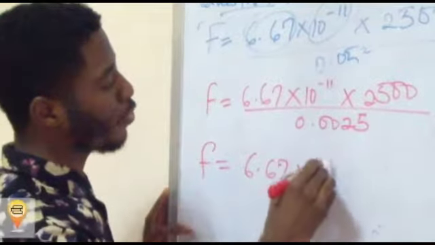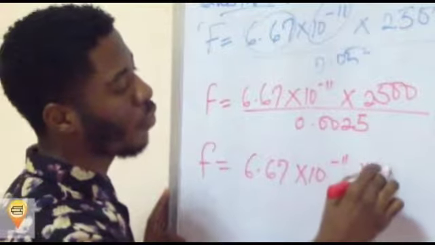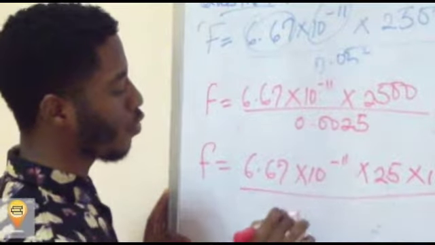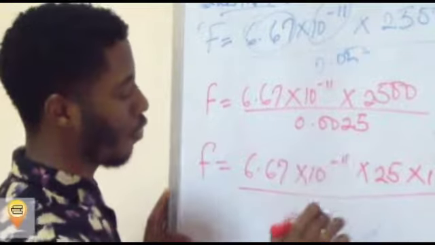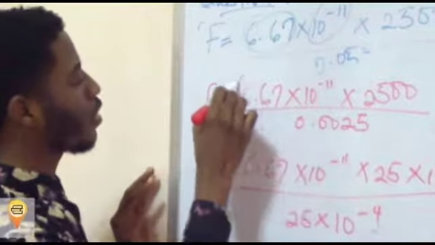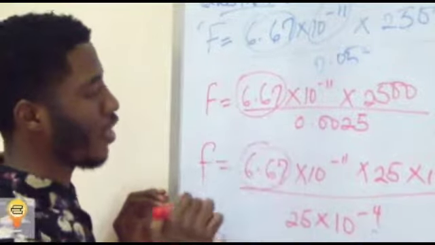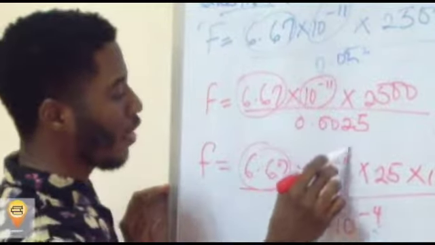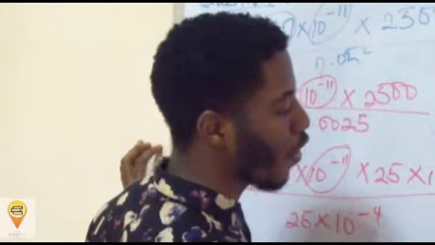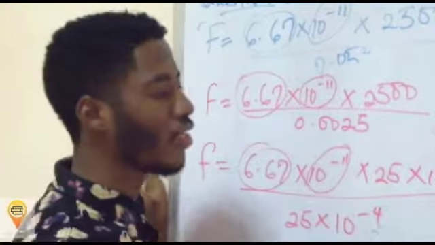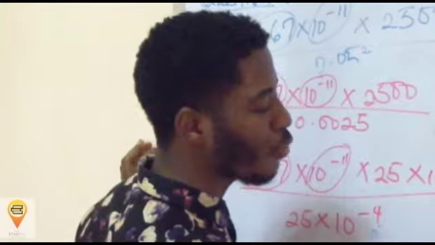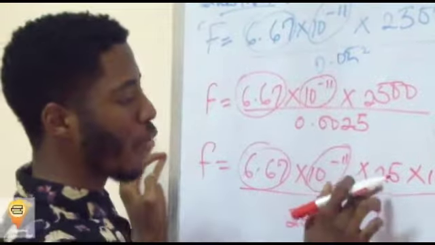6.67 times 10 raised to the power minus 11 times 25 times 10 raised to the power 2, all over 25 times 10 raised to the power minus 4. Now, how did we get this? We have 6.67 here, and 10 raised to the power minus 11 is also here. Now we have 2500. The decimal mark is here, which is insignificant. Taking this backwards, 1, 2, makes it 25 times 10 raised to the power 2. That is why we have this here.